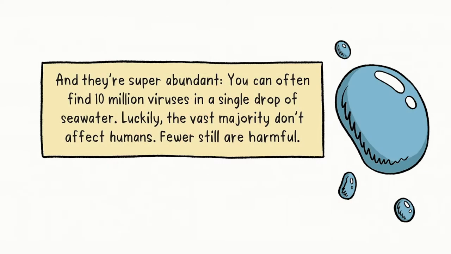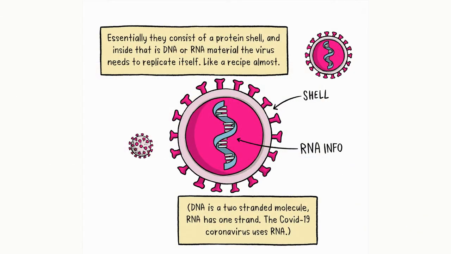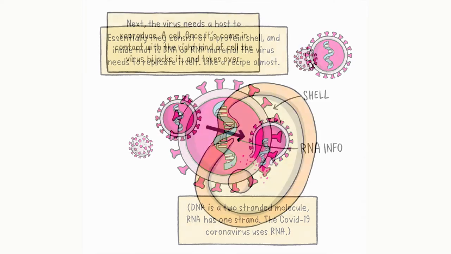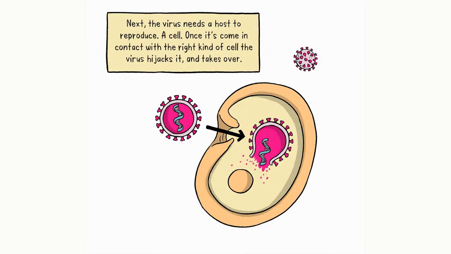And they're super abundant. You can often find 10 million viruses in a single drop of seawater. Luckily, the vast majority don't affect humans. Fewer still are harmful. Essentially, they consist of a protein shell, and inside that is DNA or RNA material the virus needs to replicate itself. Like a recipe almost. DNA is a two-stranded molecule. RNA has one strand. The COVID-19 coronavirus uses RNA.